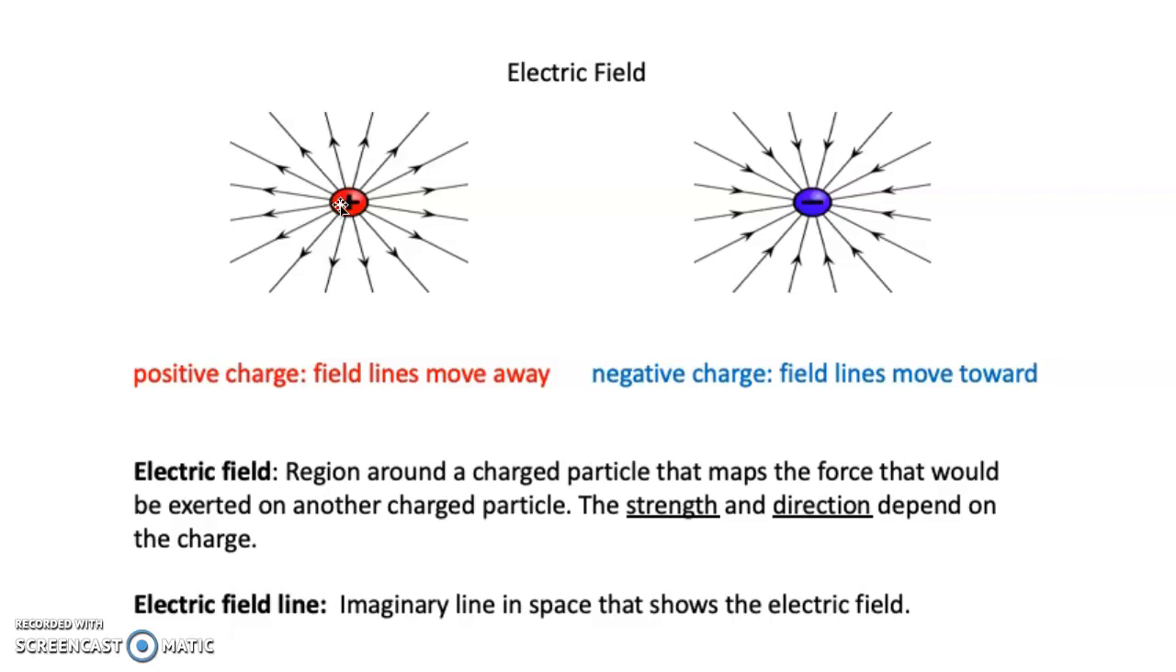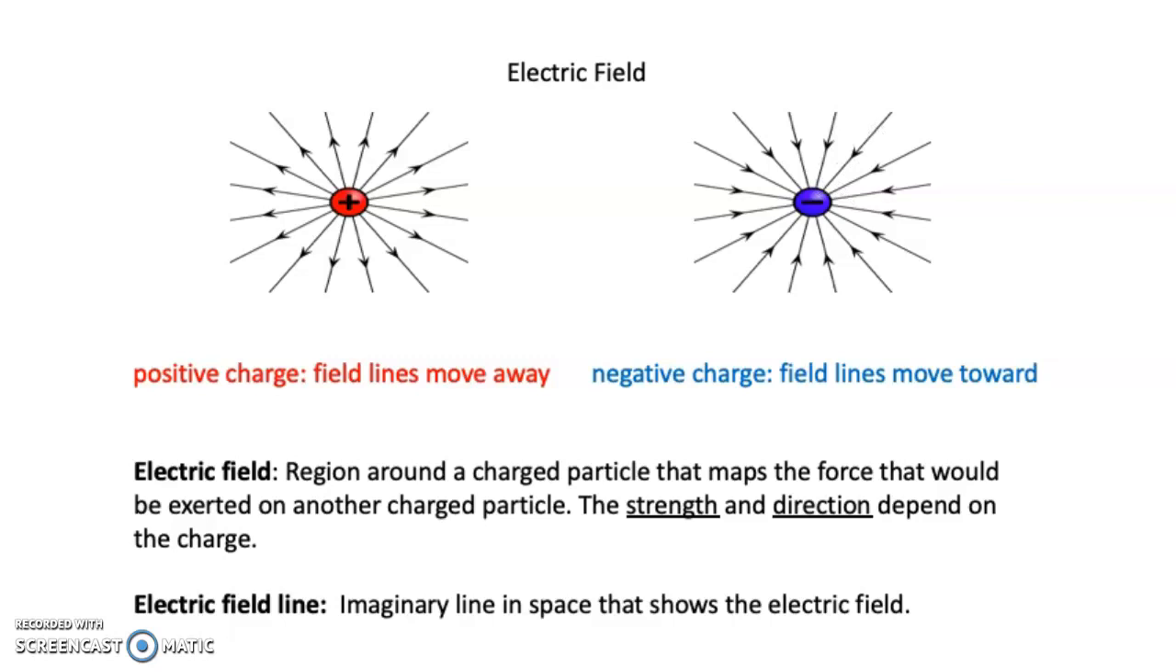So this is a charge. The charge has a field. The field is expressed or shown by electric field lines. This is the field of the charge. These are the electric field lines. It's important to note that the field lines of a positive charge are moving away from the charge. In a negative charge, the field lines are moving toward the charge.